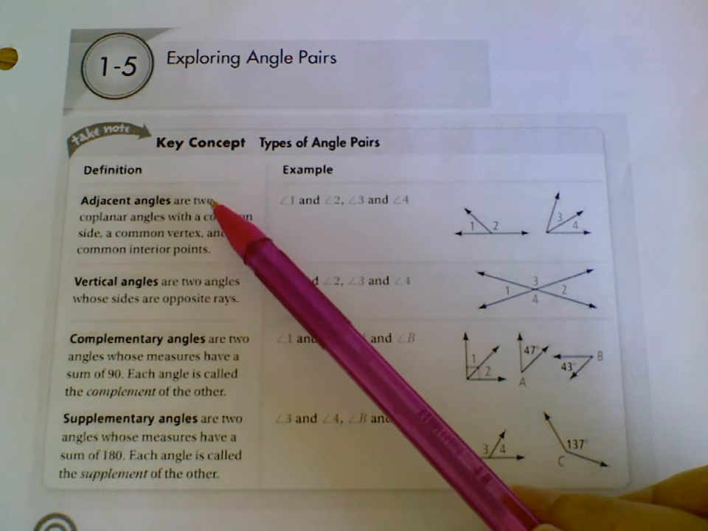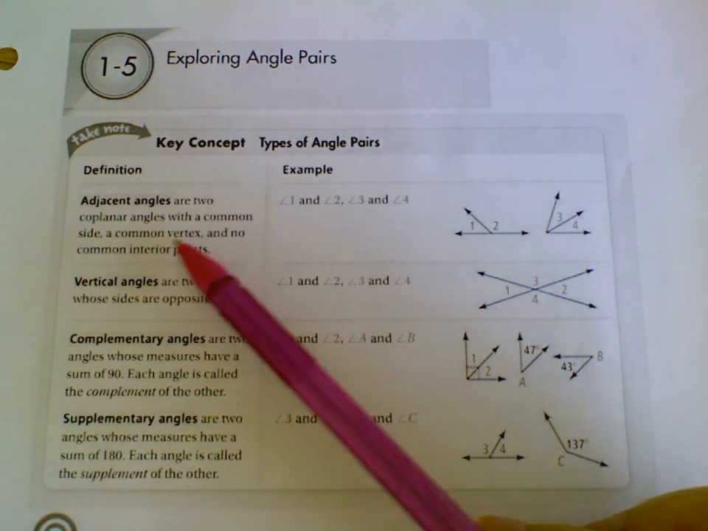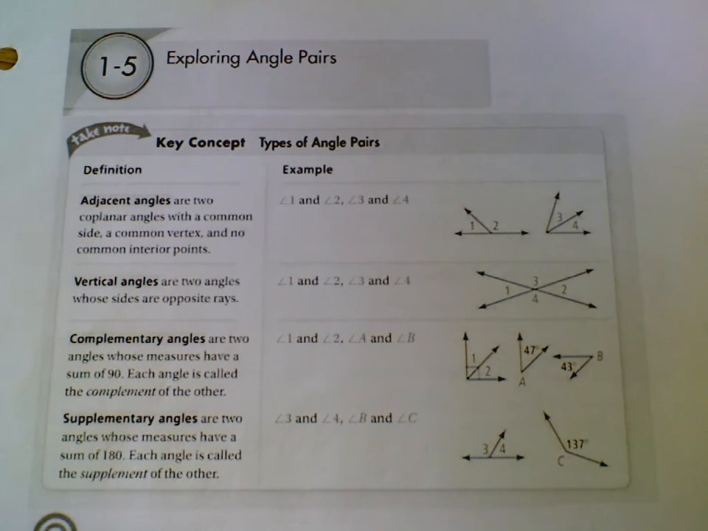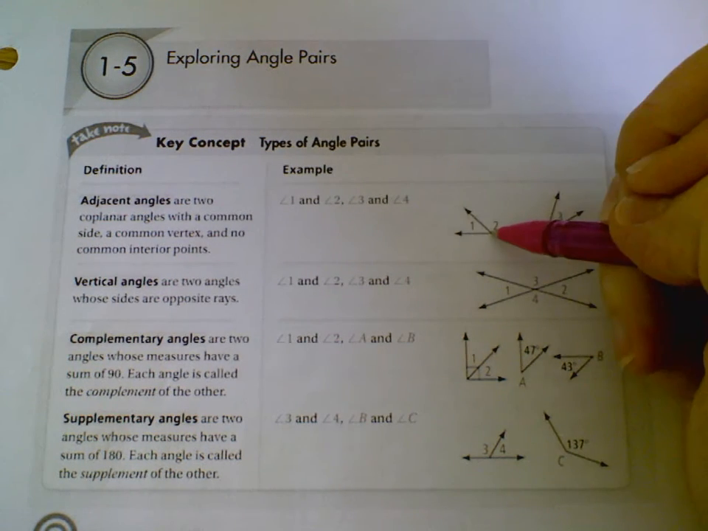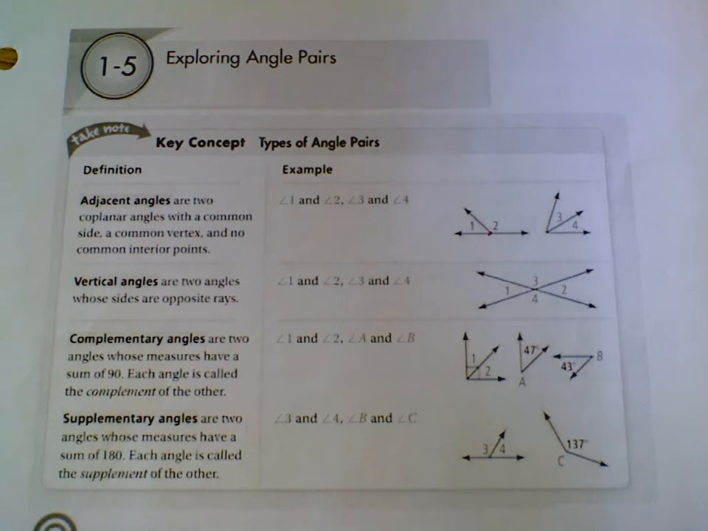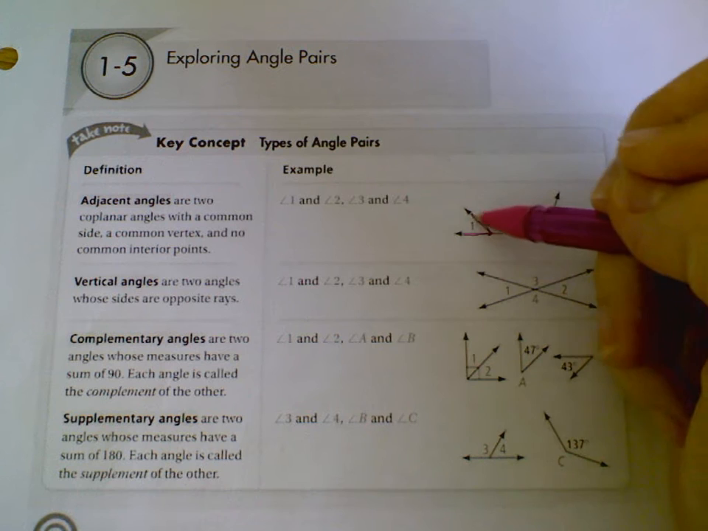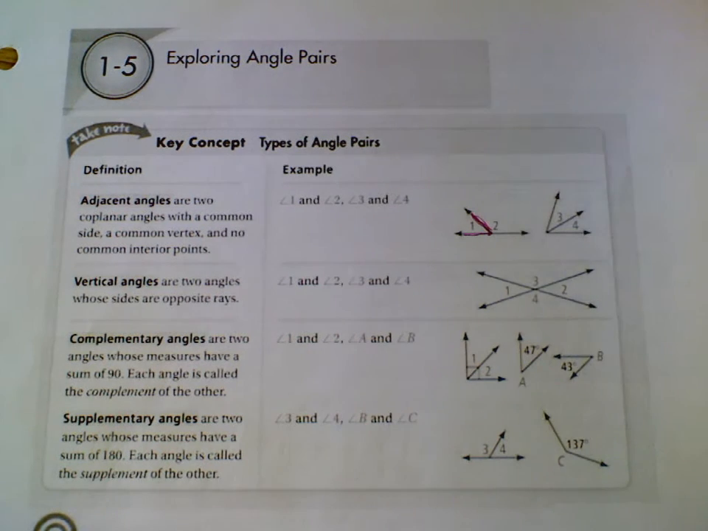Adjacent angles means you have two coplanar angles with a common side, common vertex, and no common interior points. So what that means is they have to be right next to each other. That's what adjacent means, side by side. They have to be sharing a side and a vertex. So they have to be sharing that side.